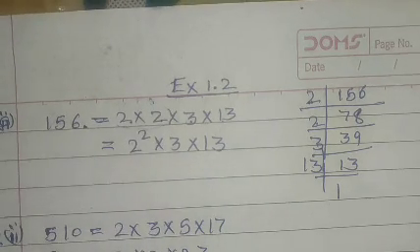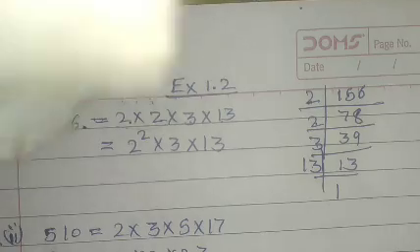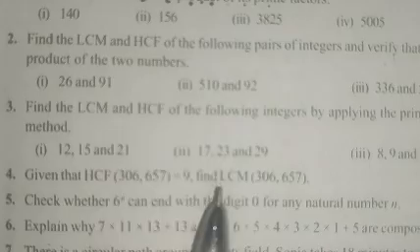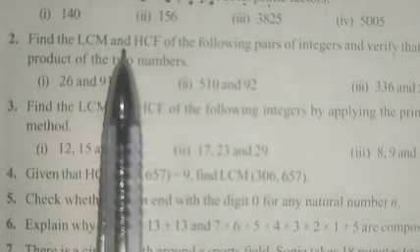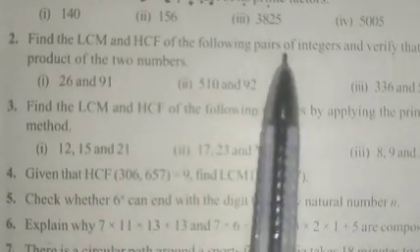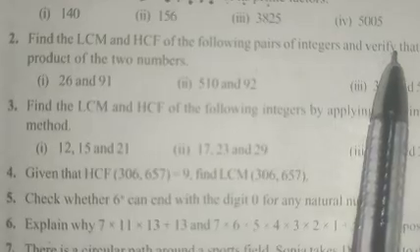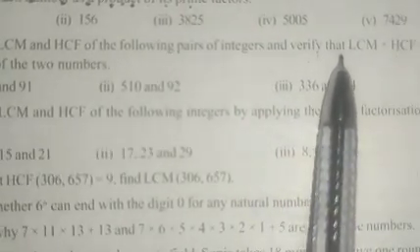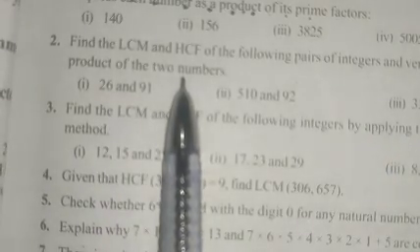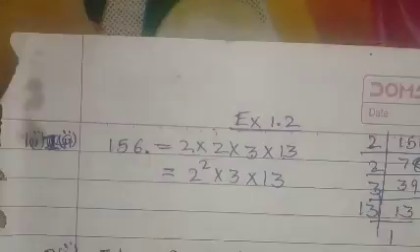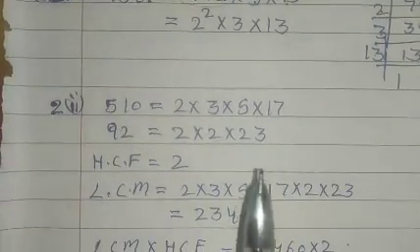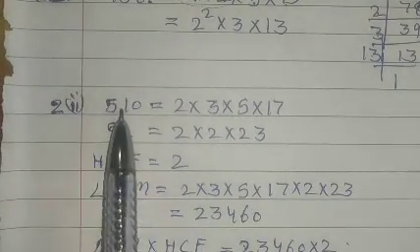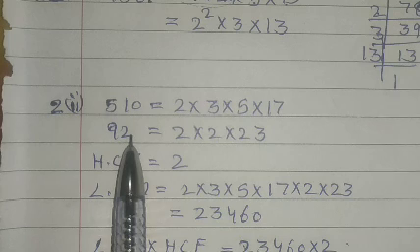Now, in the second question, he is saying: find the LCM and HCF of the following pair of integers and verify the relation LCM × HCF = product of the two numbers. I am again doing the second part, 510 and 92. There are two numbers, 510 and 92, and we have to find the LCM and HCF.